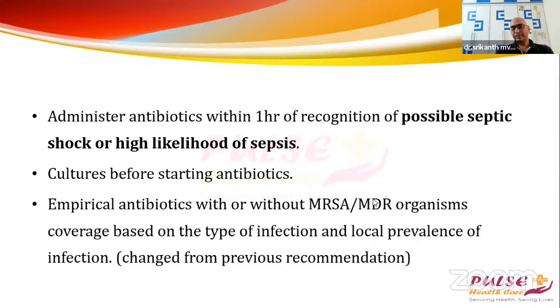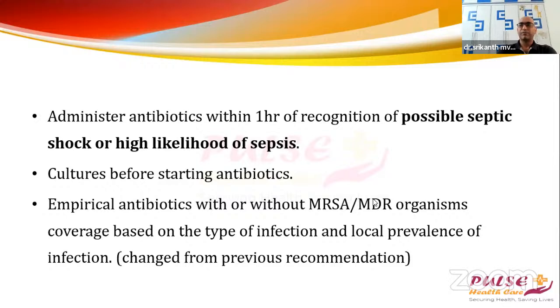Similarly, with MDR organisms, or multi-drug resistant organisms, if you have suspicion for MDR organisms, you need to start with 2 gram-negative coverage antibiotics, whereas if there is a low suspicion, 1 gram-negative coverage is sufficient.